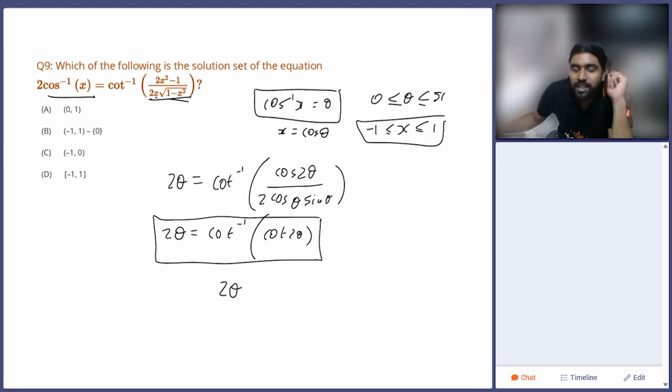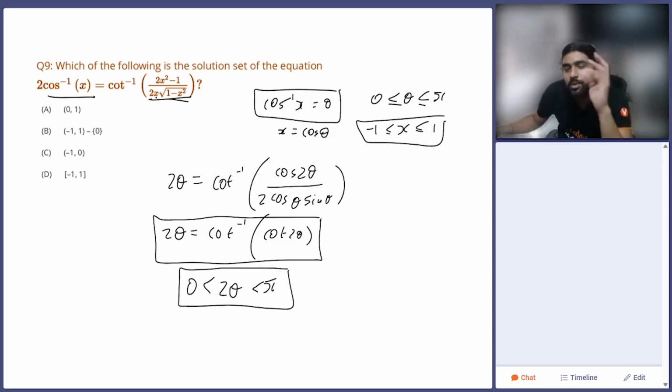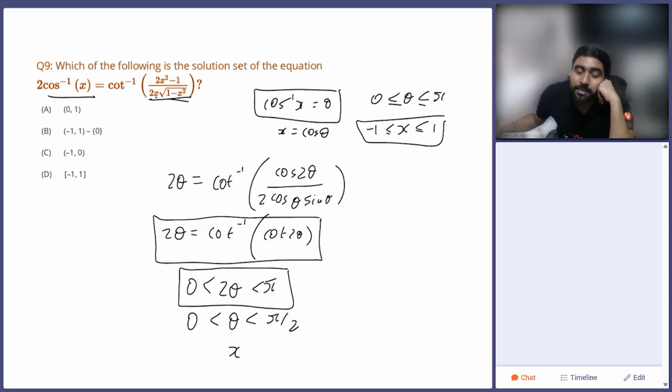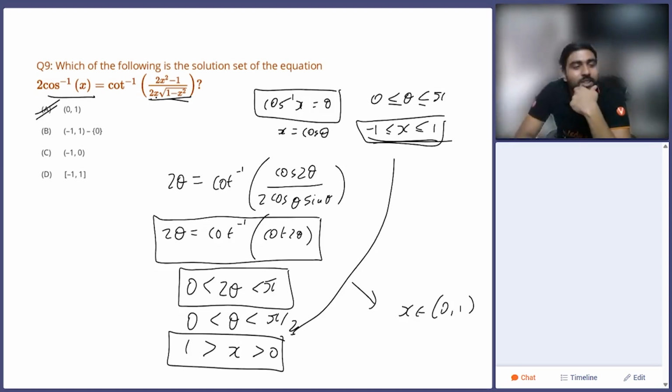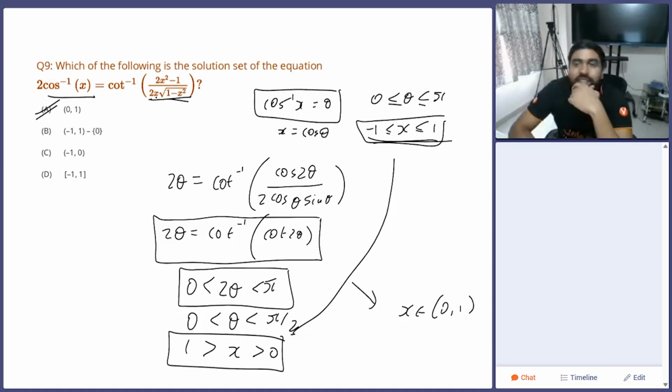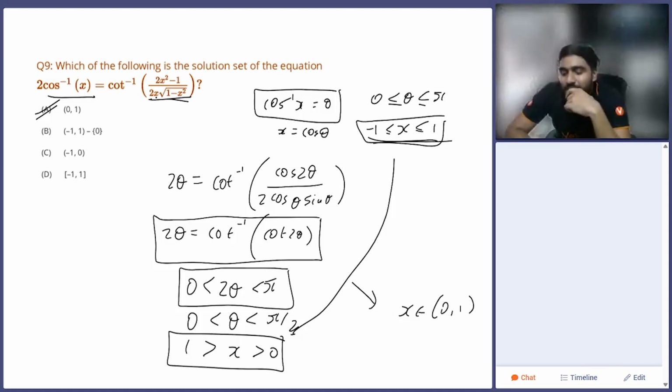This happens only when 2 theta lies in the principal domain of cot, which is from 0 to pi, meaning that your theta lies between 0 to pi by 2. If theta lies between 0 to pi by 2, I can say that my x has to lie between 0 to 1. So x has to lie between 0 to 1, and x has to lie between minus 1 and 1. Taking the intersection of the two of them, overall x must lie between 0 and 1. That's option A, the answer for this question.